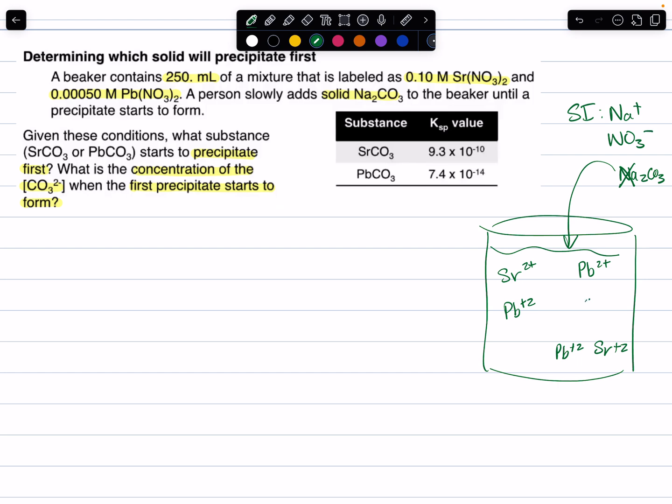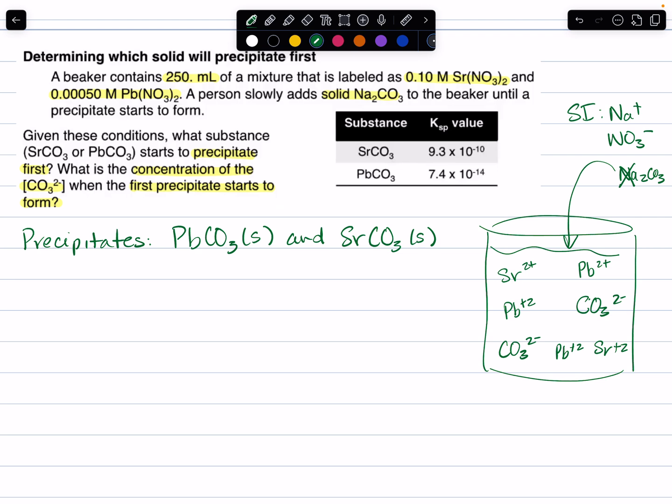But that carbonate is important. If we think about it, we're going to get two potential precipitates: lead 2 carbonate, PbCO3, and strontium carbonate, SrCO3. Those are our two potential precipitates, and the table up here lists their KSP values. For lead 2 carbonate, it's 7.4 times 10 to the negative 14th, and for strontium carbonate, it's 9.3 times 10 to the negative 10th.